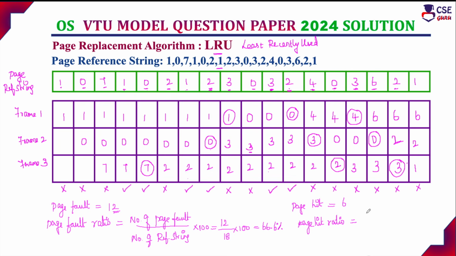Similarly, the page hit ratio is the number of page hits divided by the number of reference strings, times 100. So the number of page hits is 6, and the number of reference strings given here is 18, times 100. That is 33.3 percent. So here the page hit ratio is 33.3 percent and the page fault ratio is 66.6 percent. So comparatively, the page fault ratio is very high in the least recently used page replacement algorithm.